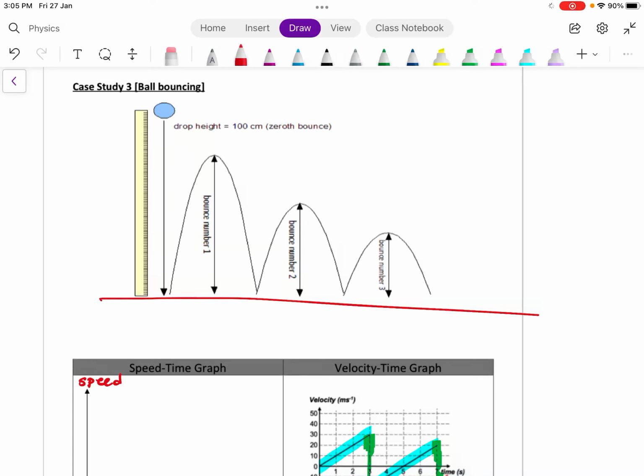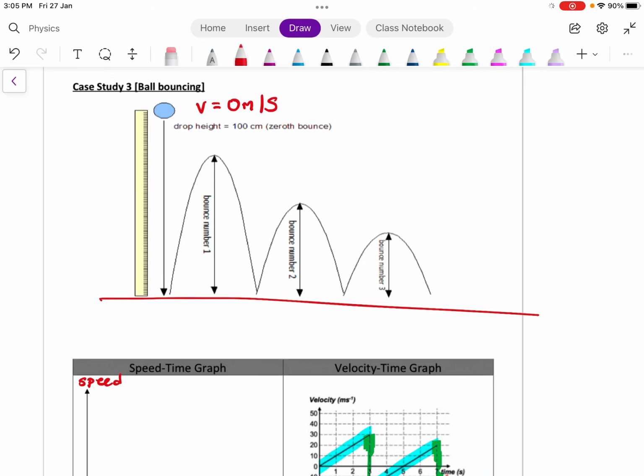Okay, so let's go through case study 3 where we have a ball bouncing. Imagine we have a ball dropped from a height of 1 meter. When I say drop, it means that I don't give it velocity, so the initial velocity will be 0 meters per second.